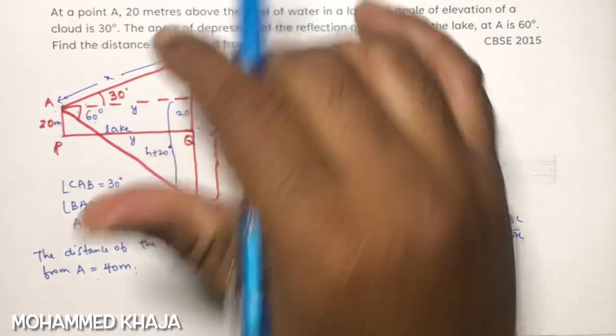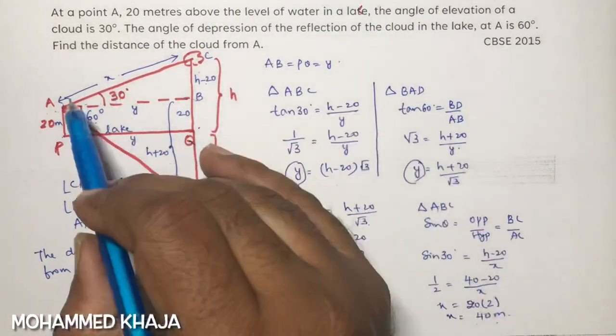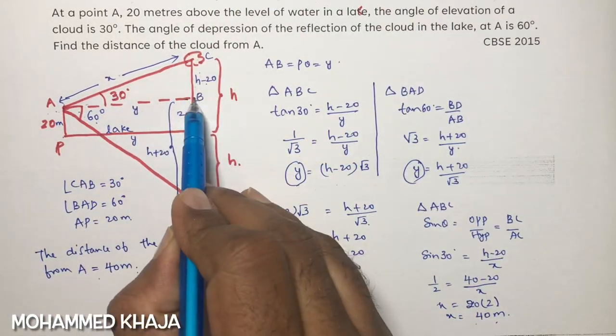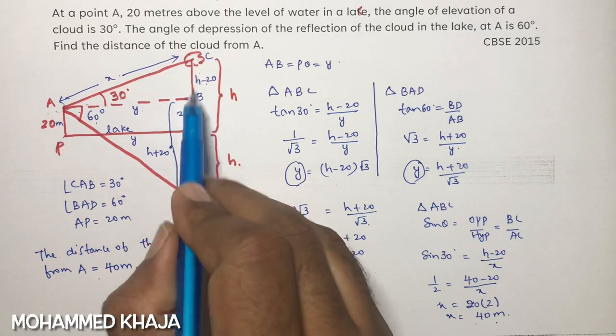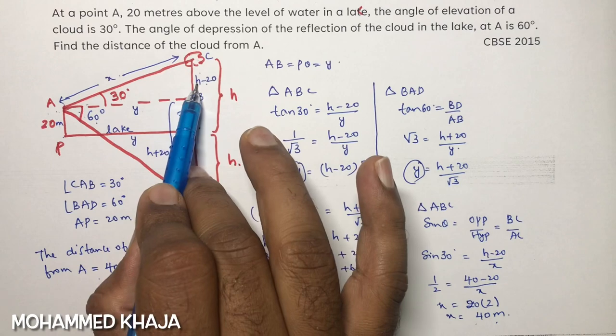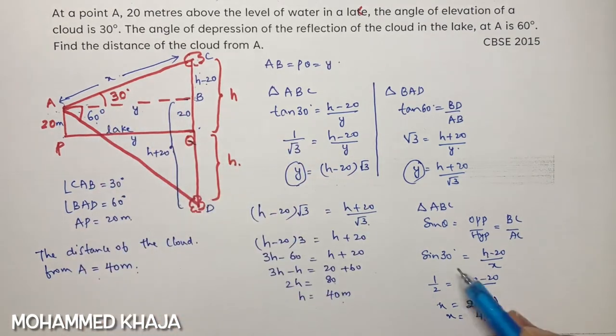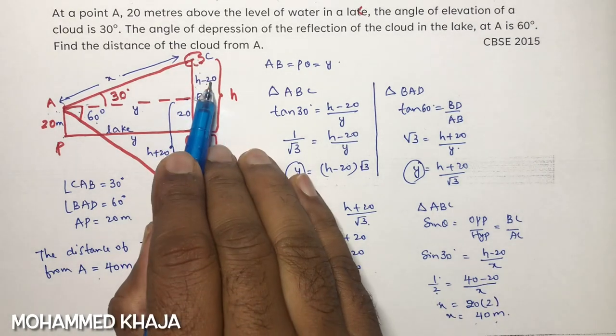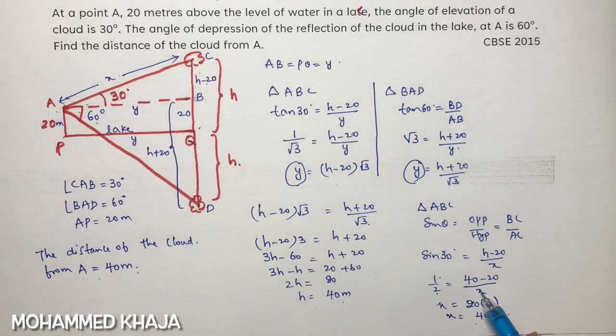See, the height is this, but in this triangle, don't think height and hypotenuse cannot be the same. Here opposite is only B to C, hypotenuse is AC. So this value is 20. As the angle is 30, sine 30 is 1 by 2. Opposite is 40 minus 20, which is 20, by hypotenuse, x. So sine 30 is opposite by hypotenuse, and we got the distance from A to C as 40 meters.